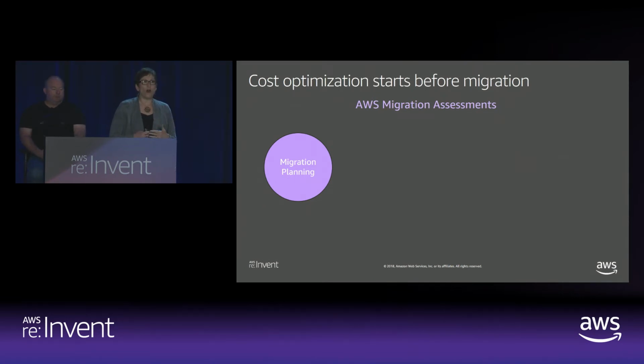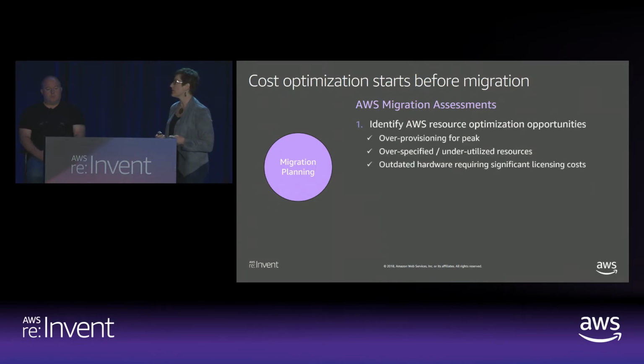As I mentioned, your cost optimization journey begins before migration, during the planning phase. AWS offers a migration assessment to help you identify cost optimization opportunities both in your infrastructure and in your Microsoft licensing. So we do this by identifying places such as where you are currently over-provisioning in your on-premises estate for peak workloads. When you come to the cloud, you can use other techniques to manage that.